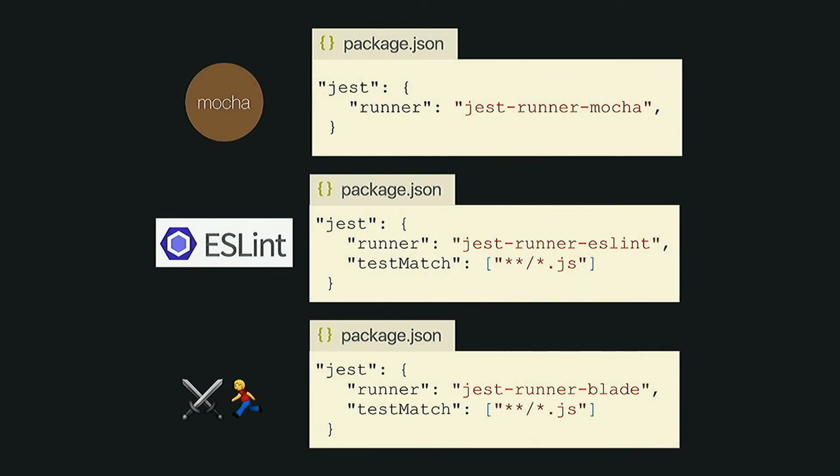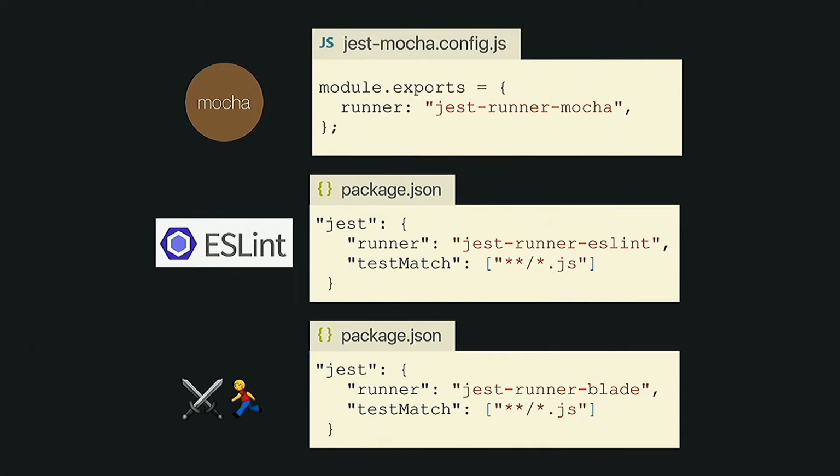And at this point, you might be thinking, sure, we've talked about these 3 different runners. They all seem like independent projects. But for all of them, we have been modifying the same package.json, which is really hard for having them in the same project at the same time. For this, Jest allows us to move configuration into specific config files. For example, for Mocha, we're going to move it to a jestmocha.config.js.